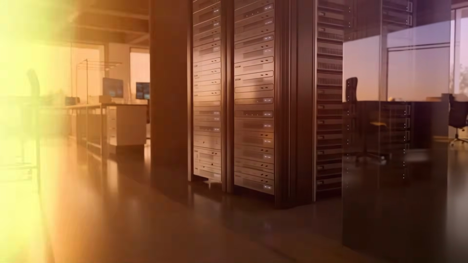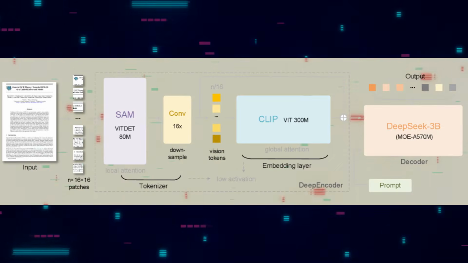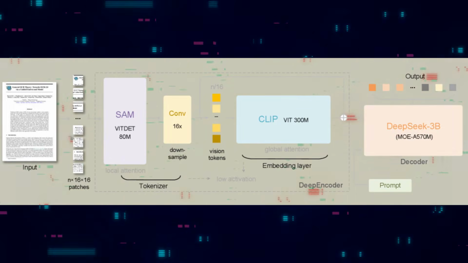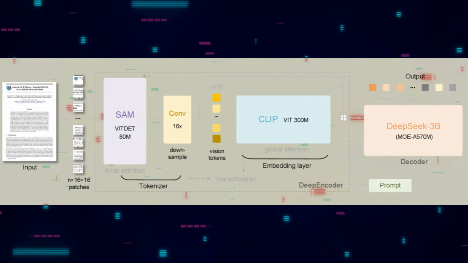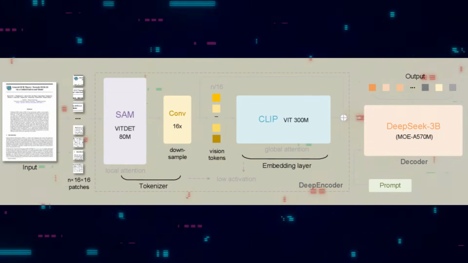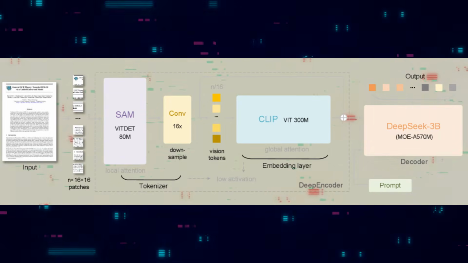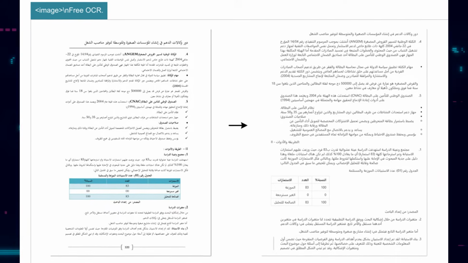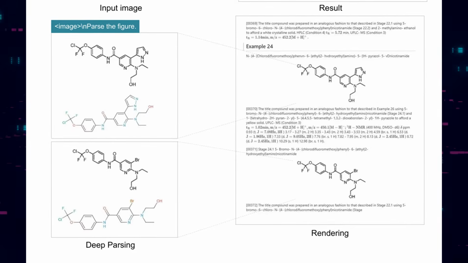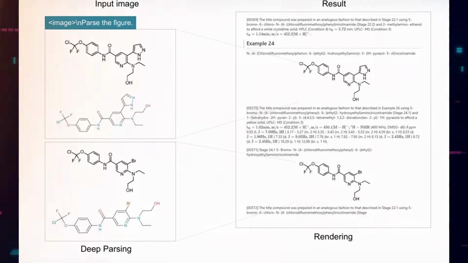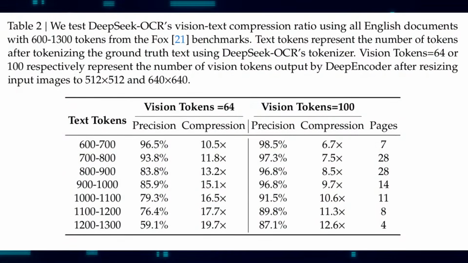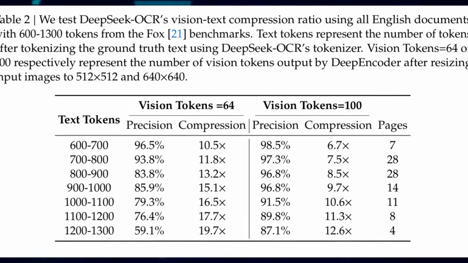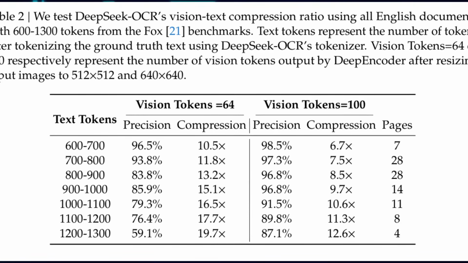Deepseek OCR consists of two main parts: DeepEncoder, a novel vision encoder that processes images efficiently, even at high resolutions, and Deepseek 3B-MOE, a compact 3 billion parameter decoder with only 570 million activated parameters. The model can handle nearly 100 languages, parse complex charts and chemical formulas, and most impressively, it can achieve 97% accuracy while compressing text at a 10x ratio. Even at 20x compression, it still maintains around 60% accuracy.